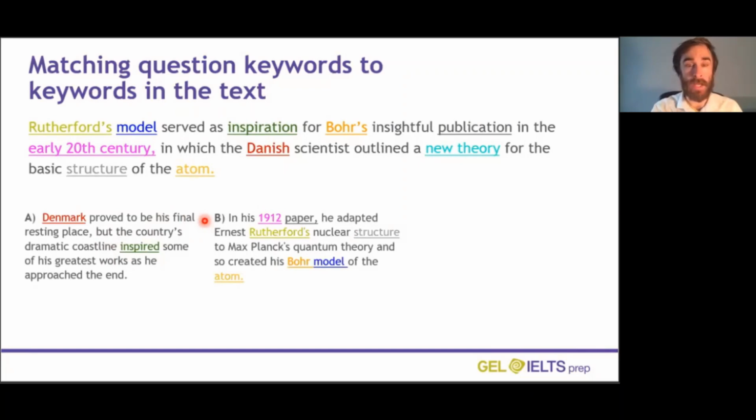B. In his 1912 paper, he adapted Ernst Rutherford's nuclear structure to Max Planck's quantum theory and so created his Bohr model of the atom. 1912 matches to early 20th century. Rutherford and Bohr, well, we have perfect matches there. Again, those proper nouns are often really useful for finding matches. We've also got the words structure and model, which are the same as in the text.